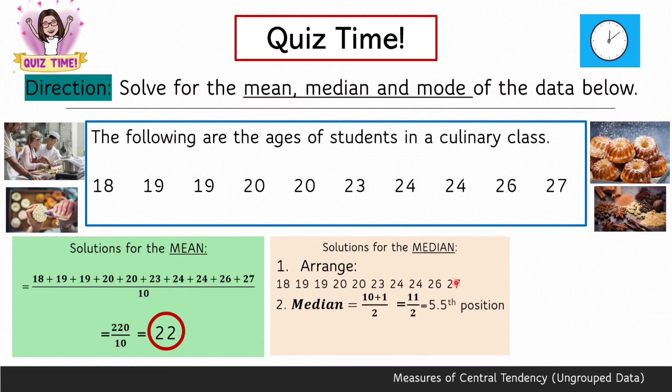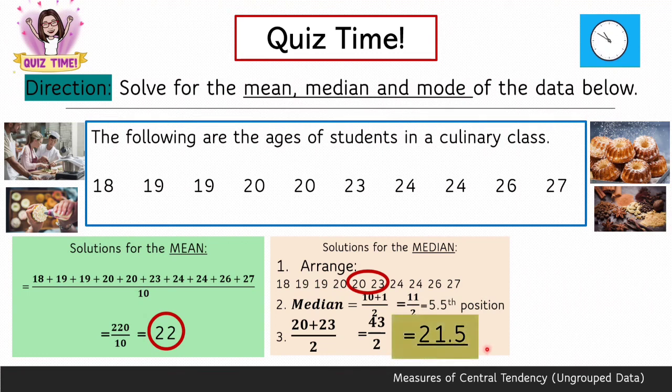So again, from the lowest number, that's 1, 2, 3, 4, 5, and 6. The numbers on the 5th and 6th position. So the center falls on 20 and 23. Since we have two numbers, we have to add and divide by 2. So we'll have 43 over 2. It will give us 21.5. This is the median of this data. Did you get the same?